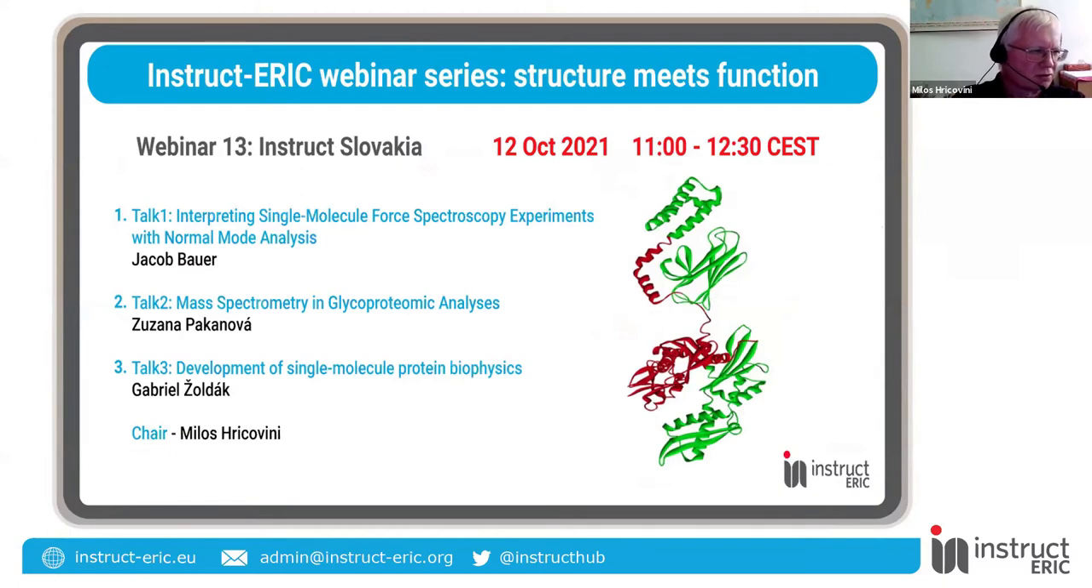Today we will have three contributions from three different institutions. The first one will be devoted to theoretical analysis of single molecule force spectroscopy. It will be given by Jacob Bauer from the Institute of Molecular Biology from the Slovak Academy of Sciences. The second contribution will be given by Zuzana Pakanová from the Institute of Chemistry from the Slovak Academy of Sciences, and she will talk about application of mass spectrometry in glycoprotein analysis.